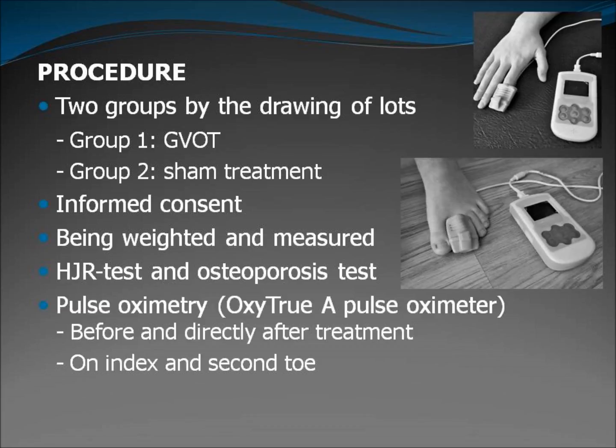Pulse oximetry was performed with the OxyTrue-A pulse oximeter before and directly after the treatment. The pulse oximeter probe was placed on the index finger and on the second toe to measure the oxygenation of the upper and lower extremities. The temperature in the room needed to be the same in order to prevent an error. The subjects had to come once a week, 3 weeks in a row, and the same procedure was repeated each time.